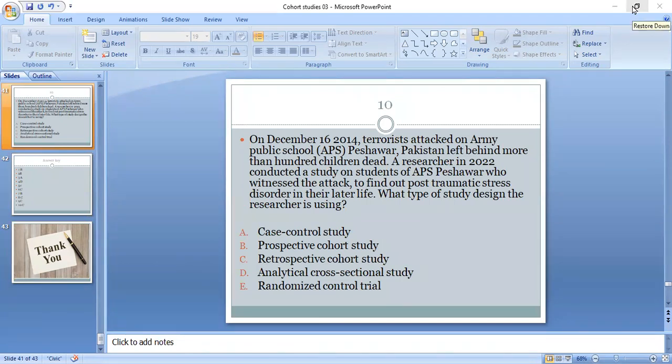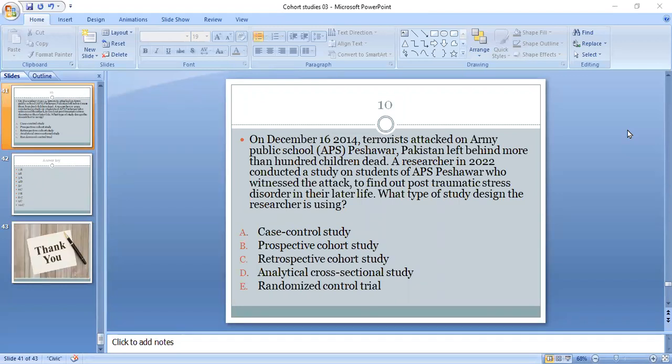On December 16, 2014, a terrorist attack on Army Public School Peshawar, Pakistan left behind more than 100 children dead. A researcher in 2022 conducted a study on students of APS Peshawar who witnessed the attack to find out post-traumatic stress disorder in their later life. What type of study design is the researcher using? We have the option of retrospective cohort study, and that has been correctly identified by our students. However, there is another study design that is called ambidirectional cohort study.